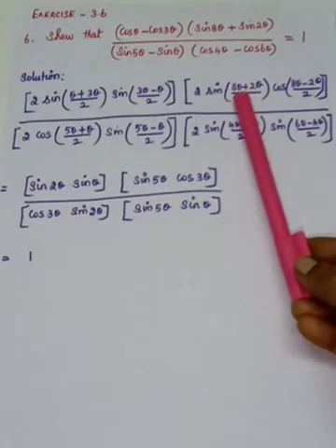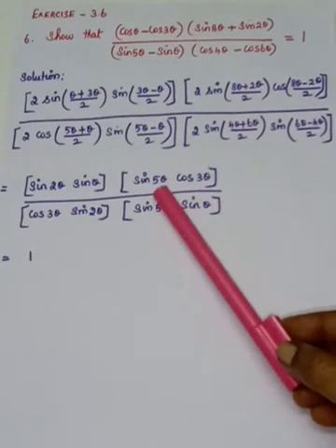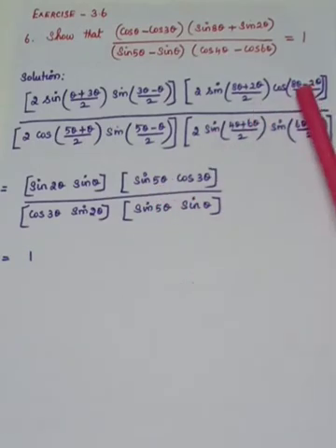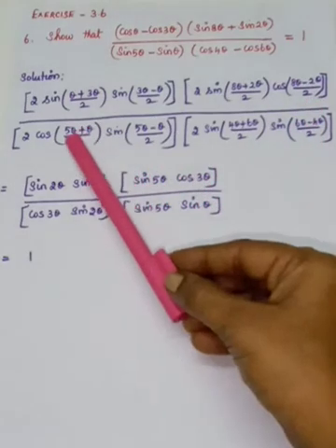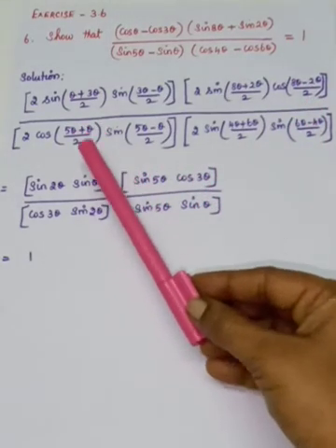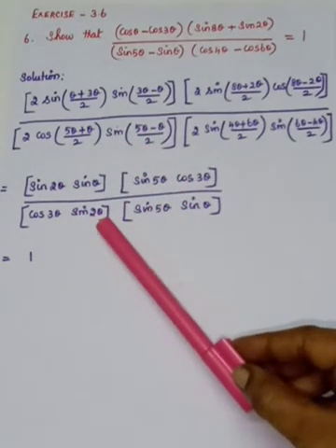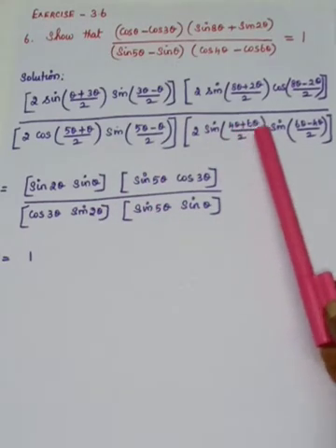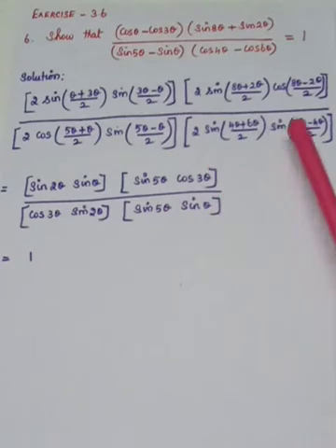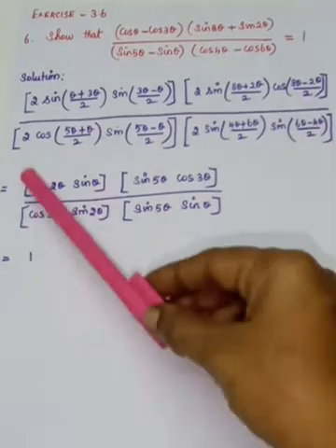The same way here, 8 theta plus 2 theta is 10 theta. When it is divided by 2, it is 5 theta. And here 8 theta minus 2 theta is 6 theta. 6 theta divided by 2 is 3 theta. So here 5 theta plus theta is 6 theta divided by 2, that is 3 theta. Here 4 theta divided by 2, that is 2 theta. In the same way here 4 theta plus 6 theta is 10 theta divided by 2, 5 theta. 6 theta minus 4 theta is 2 theta divided by 2. So you will get this answer.